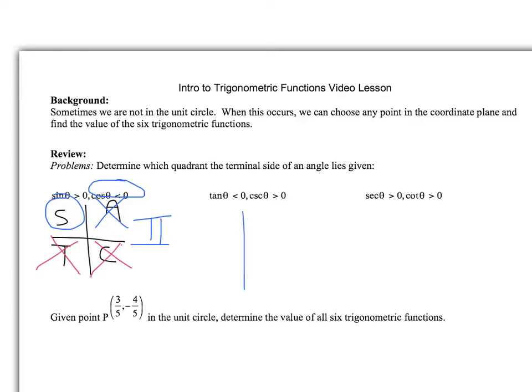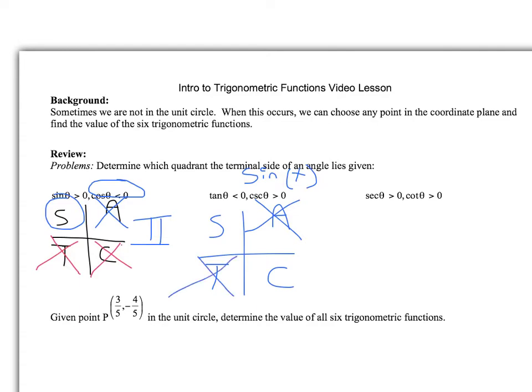For the next one, it says tangent has to be less than 0 and cosecant has to be greater than 0. Well, for the cosecant, the first thing I'm going to do is think about the reciprocal. The reciprocal of cosecant is sine. So sine has to be positive and tan has to be negative. Is tan negative in A? No, everything's positive. Is tan negative in S? Yes, it is. Is tan negative in T? No, it's not because tan's positive there.